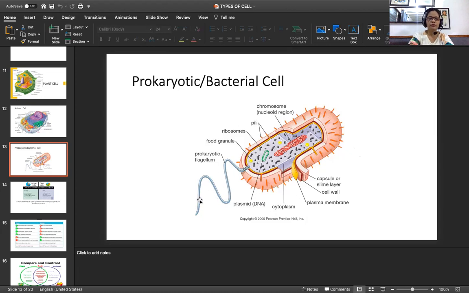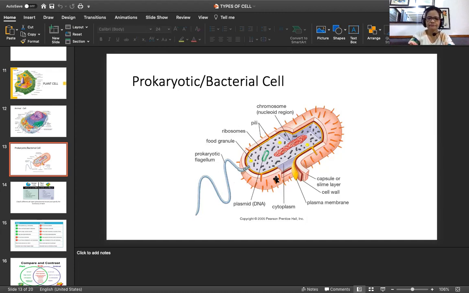Flagellum are also present in animal cells specifically, pero hindi lahat. Specifically for sperm cell. Okay, merong flagella yon. Okay, then meron siyang food granule. The ribosomes are also scattered. Okay, take note that ribosomes in animal cell is not only present in the endoplasmic reticulum. There are also ribosomes that are distributed in the cytoplasm of the animal cell and plant cell. So take note of that.